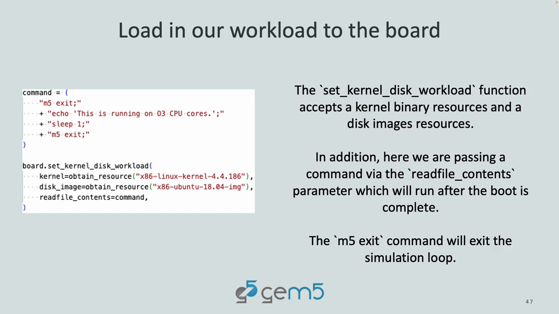And we're going to use gem5 resources again. So we obtain the resource and then this string here, x86 Linux kernel 4.4.186. And we do a similar thing with the disk image, and this is x86 Ubuntu 18.04 img. So actually, that's the two mandatory arguments for this function. This is actually optional. So you could have a program like this and it would run just fine.